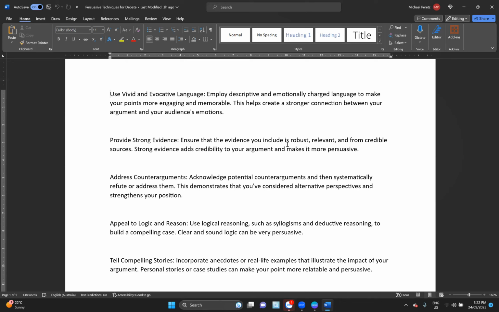It also helps to make your speeches, again, more engaging. So it makes everybody want to pay attention and it makes them more memorable. So it's more likely that the judges and the audience will remember what you've said after you've stopped speaking.